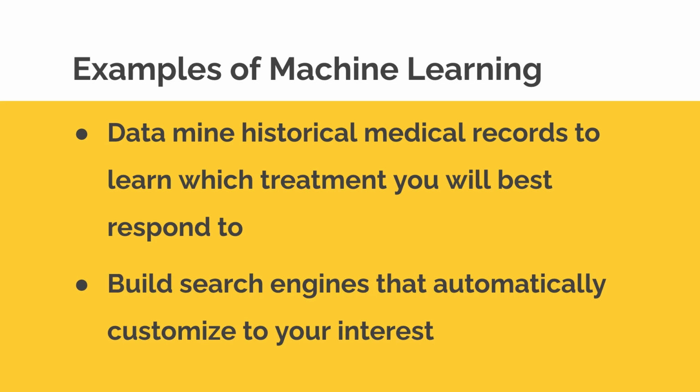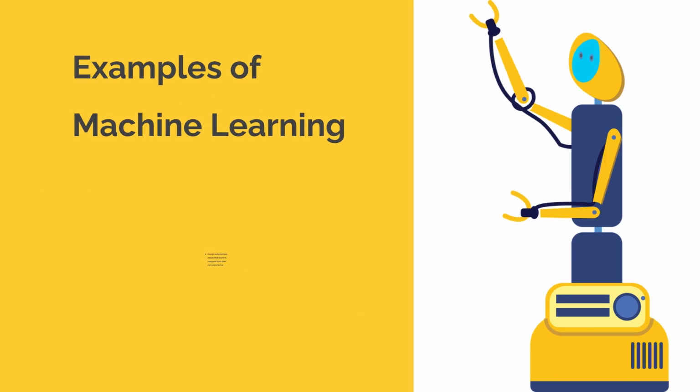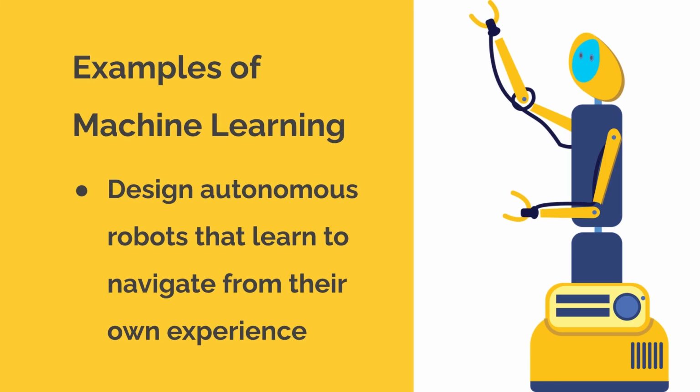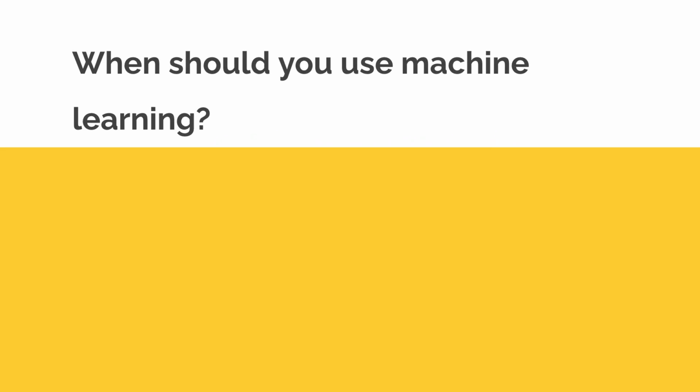Another example of machine learning in action in the real world today is that machine learning can build search engines that automatically customize to your interests. So that's why you see recommendations based on what you've previously searched or even just paused during your scrolling. As well, another example is designing autonomous robots that can learn to navigate from their own experience. So designing machines that can move on their own and improve on their own without any human intervention after the algorithm has already been designed.